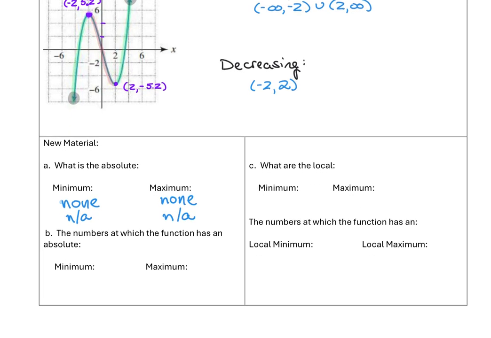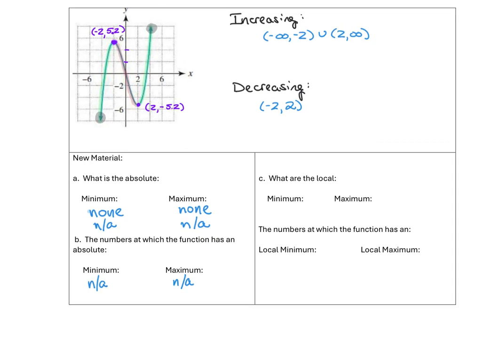And similarly, we have the numbers at which the function has an absolute minimum or maximum. Same thing: not applicable, none, and we're done with our absolutes.